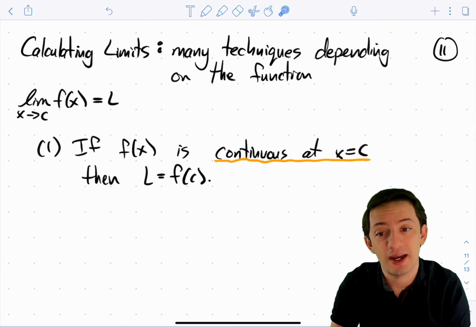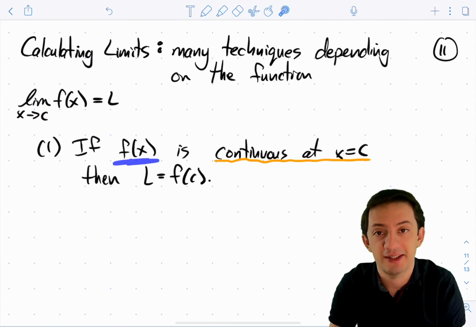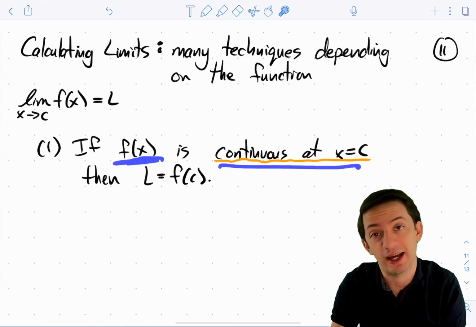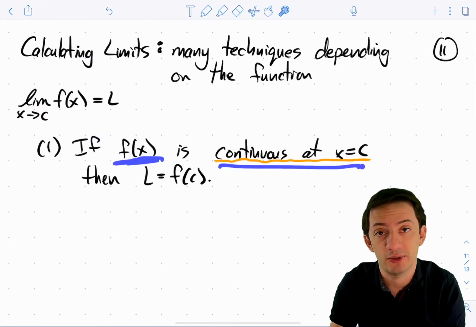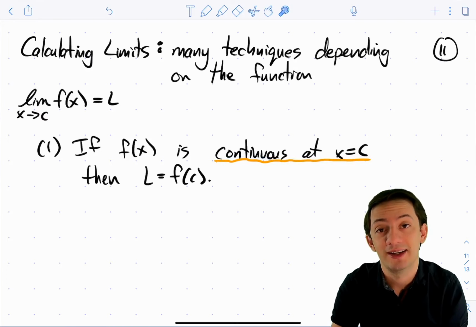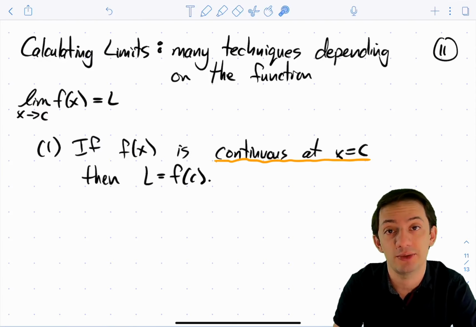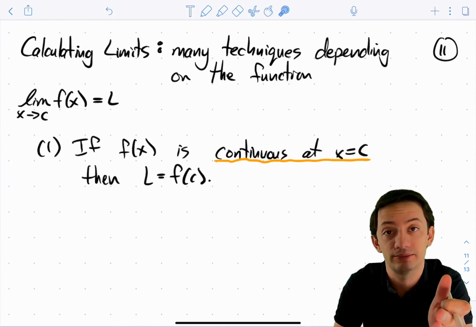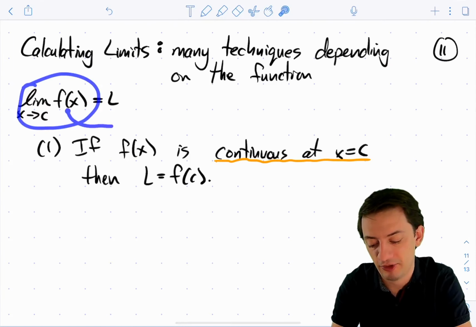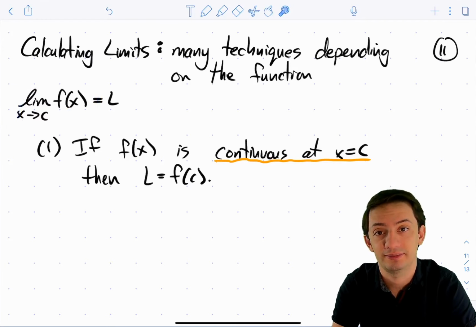One of the easiest ways is if you know that your function is continuous at that point. Remember, we know lots of continuous functions like exponentials and polynomials, and we know lots of things that are continuous on their domain, like logarithms. If it's continuous at that point, then the limit is just whatever it is. And that's because of the definition of continuous. Continuous means the limit is what it should be. So one way to calculate a limit is to say, is my function continuous? And if so, just plug in c. That one's easy.